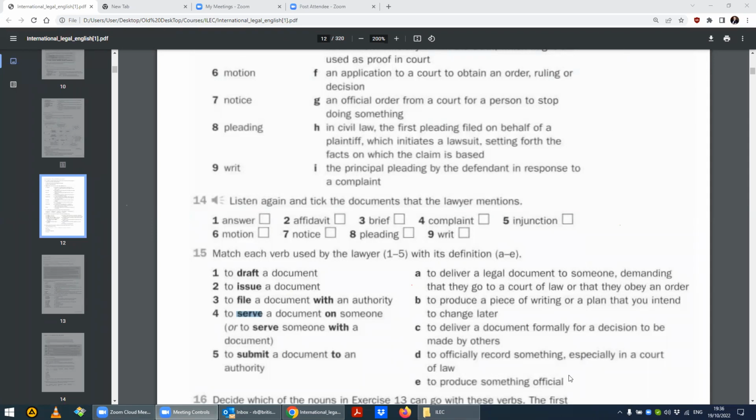These are bad definitions. I know the people who wrote this book. They're academics at Cambridge University and some well-known legal English teachers working outside the UK. But all of them are academics. They're not official. They're not working lawyers. That's why some of these definitions are very strange. Okay.